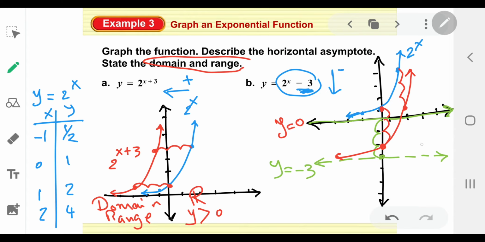Again, in the second one, the vertical translation, the domain, as stated earlier, is always all real numbers for all exponential functions. Now, the range, the y values, as stated before: since the whole graph shifted down 3 units, the asymptote shifted, and now the graph is above y equals negative 3, so the range is y greater than negative 3.